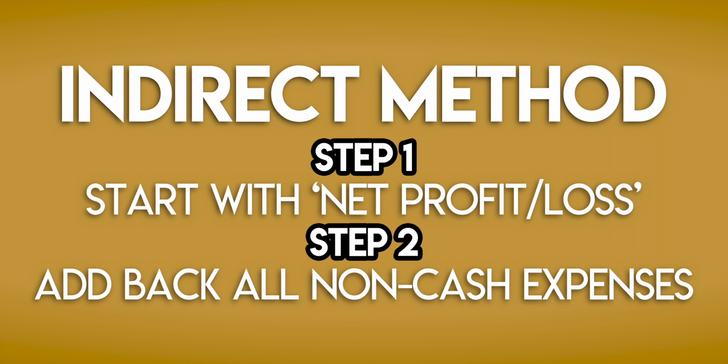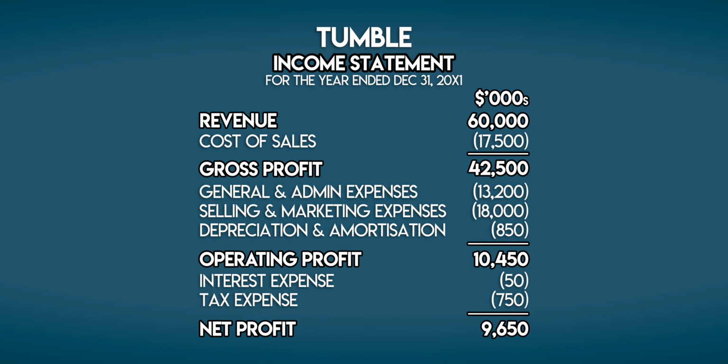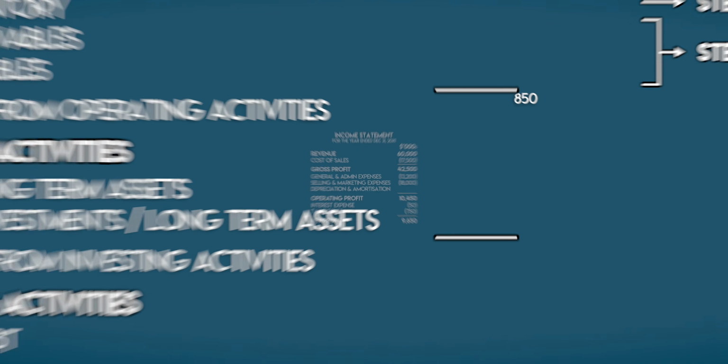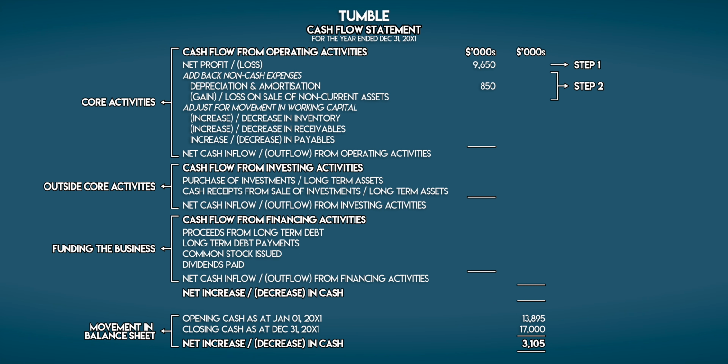Step 2, we need to reverse out all of the non-cash expenses. Non-cash expenses appear above the bottom line in the income statement. Some classic examples are depreciation and amortization. These represent the gradual process of writing off long-term assets. They aren't cash flows. This year, Tumble incurred $850,000 in non-cash expenses. So we'll add this back in our cash flow from operating activities.